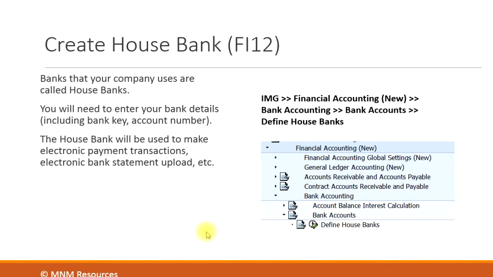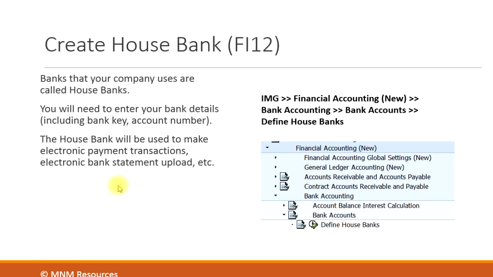Now we saw how to create the banks. The banks which your company uses are called your house bank. You might also call it your home bank. In SAP, the terminology used is house bank. Once you enter the bank details, you need to link it to your house bank. House bank is used to make your electronic payment transactions, which is called electronic fund transfer. Also, the statement which you download from the bank, you can upload it via SAP for your own house bank.